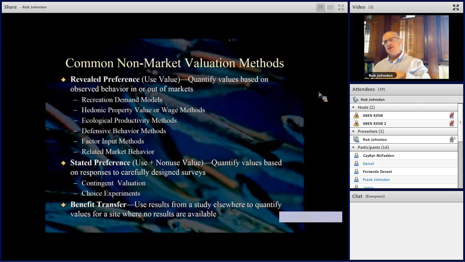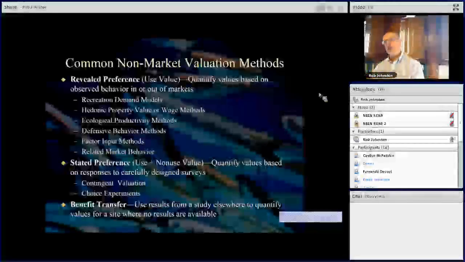Defensive behavior methods look at behavior that people incur, for example, putting their home on stilts or building floodproofing for their home in an attempt to protect from that hazard. And again, you can use that to infer values. Those are all things where we're looking at different sorts of behavior and using different kinds of models to infer what underlying values are. Stated preference methods are methods that we use where there is necessarily no observable behavior we can use, or at least of the type that we can use to quantify values.